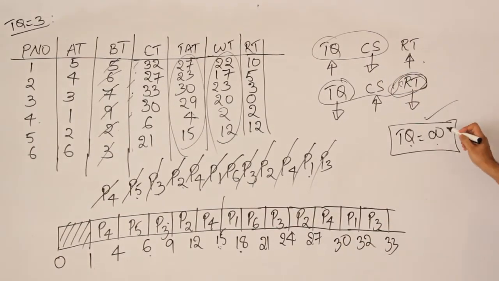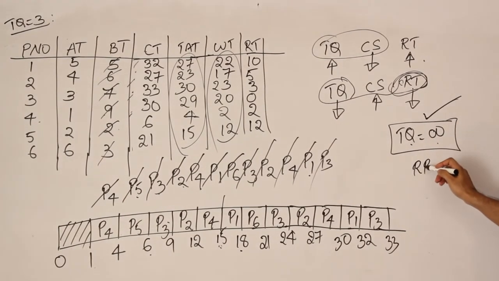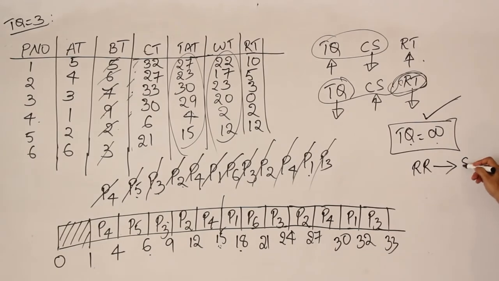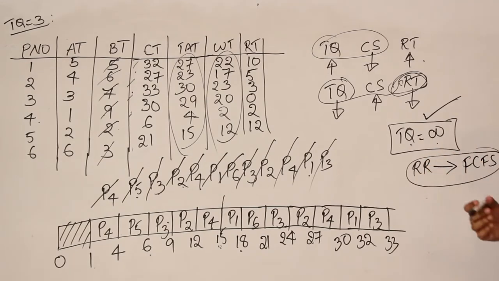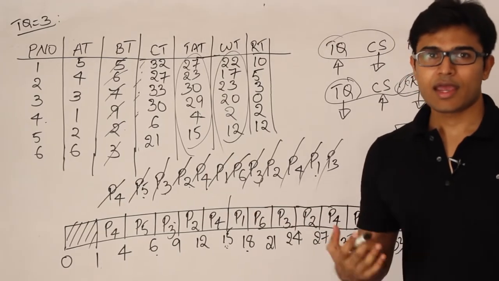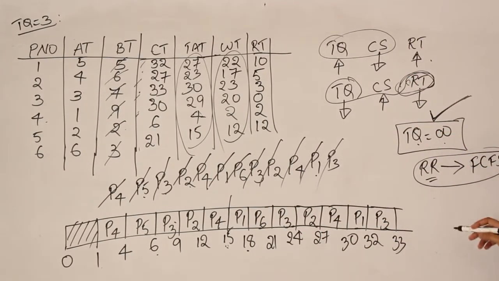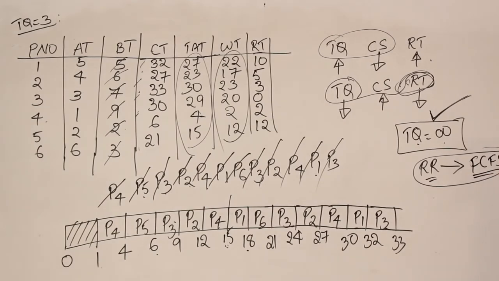Therefore whenever the time quantum becomes infinity, round robin will become first come first served. As you keep on increasing the time quantum, round robin will slowly approach first come first served, and whenever the time quantum is sufficiently large, round robin will become first come first served completely. Got it?